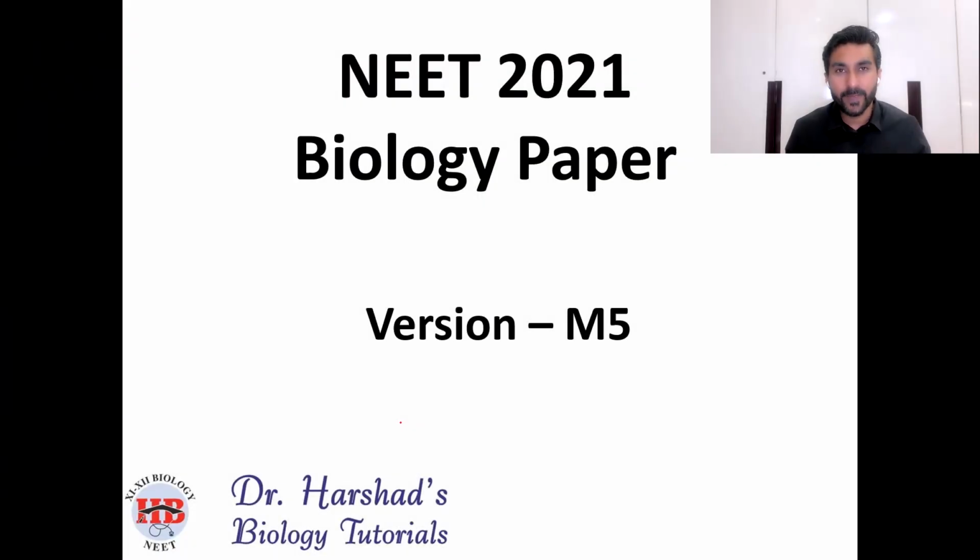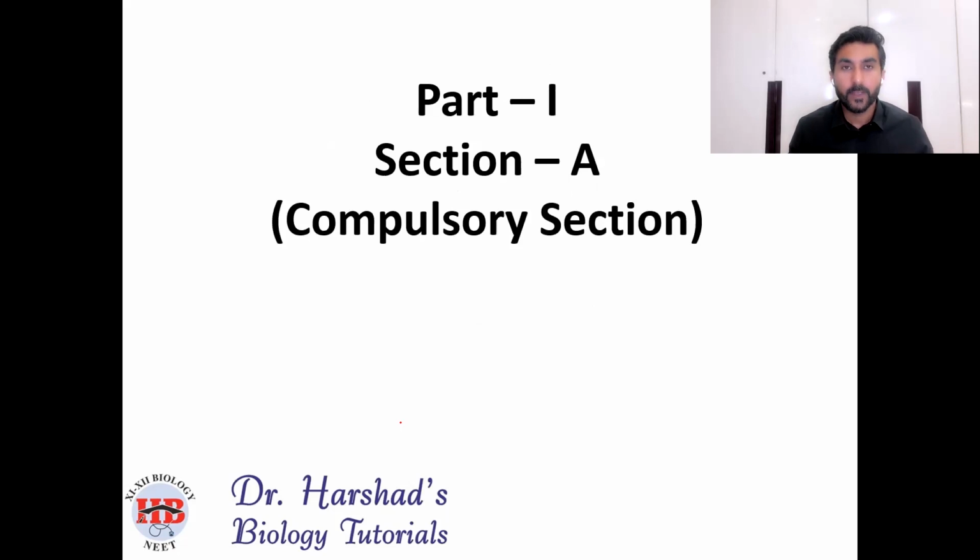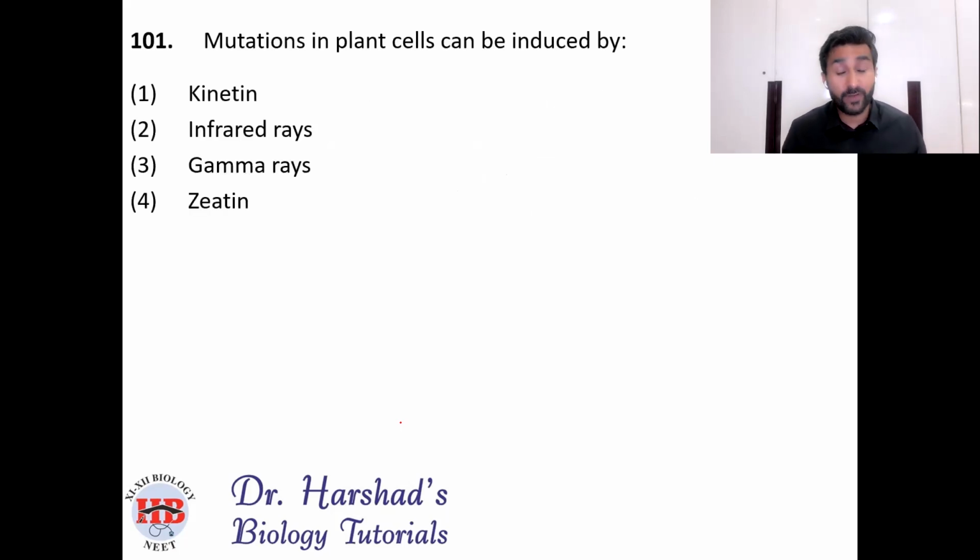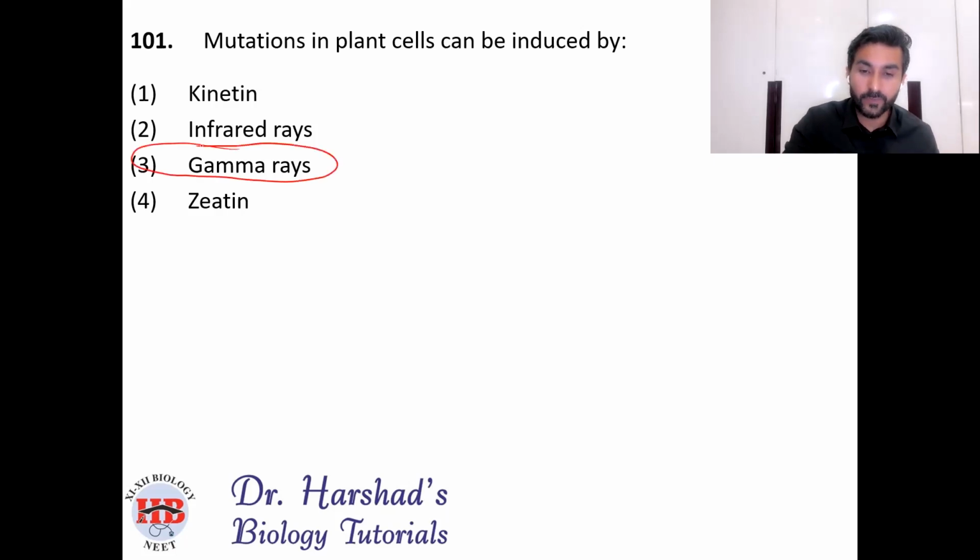Let us start solving the paper now. We would be starting with part 1, in which we will be solving the compulsory section first, that is section A. The very straightforward first question: mutations in plant cells can be induced by. If you remember, this is the part of mutation breeding, which is there in the chapter on enhancement, and the option used to induce mutations is gamma radiations, to be precise. That is your NCERT line.